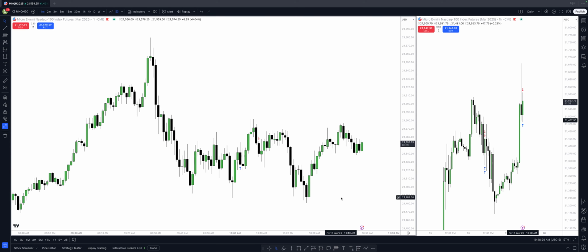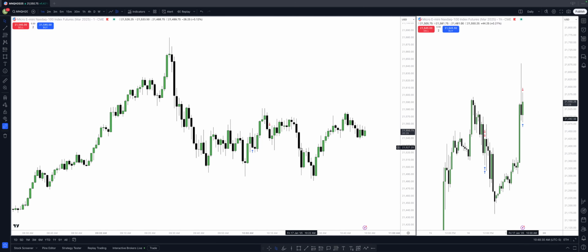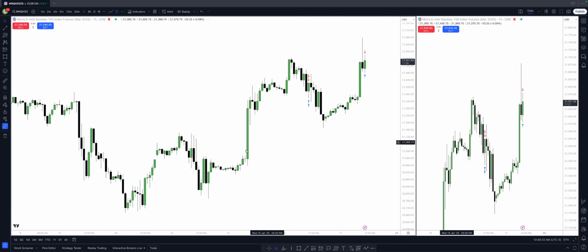I guess technically it's a 100% win rate, because I haven't lost for the year, but it is a break even trade today. So let's kind of run through it. Let's start on the hour.